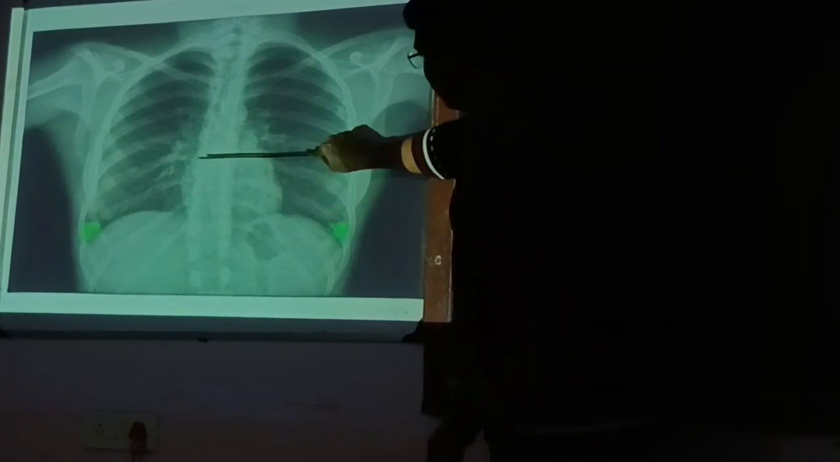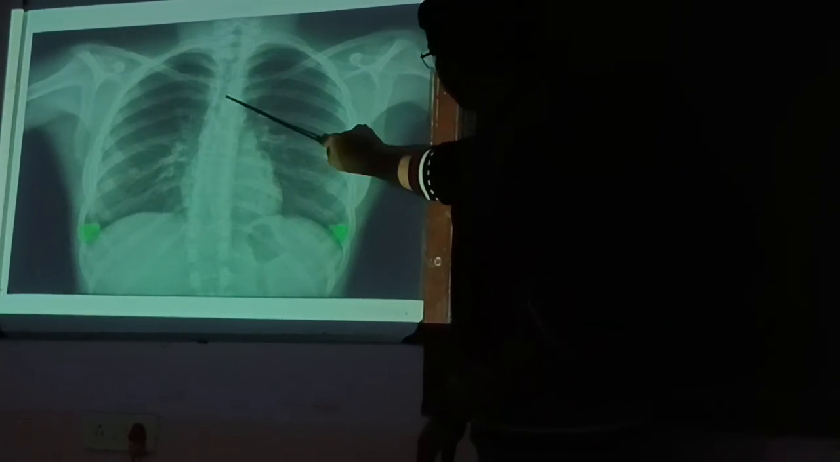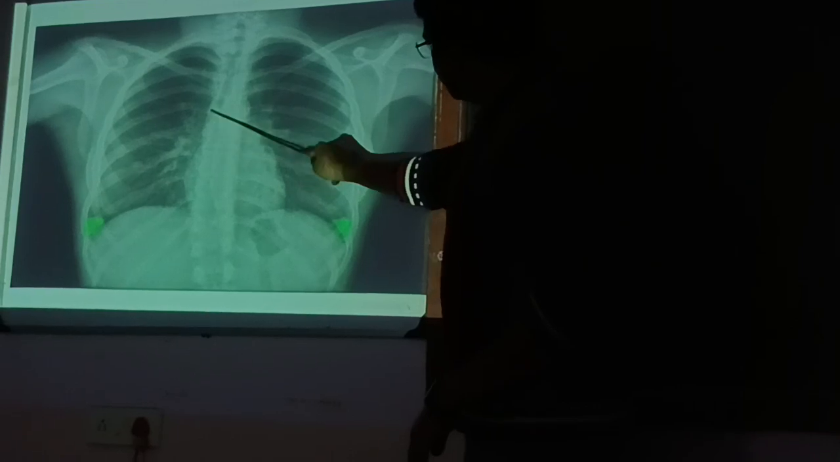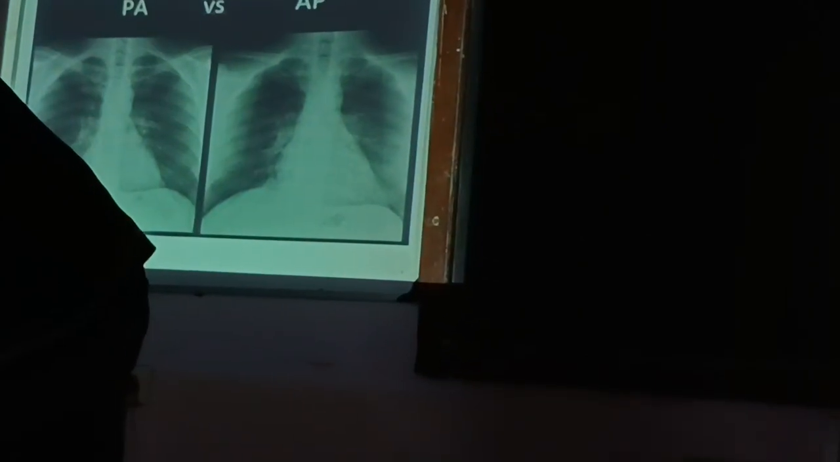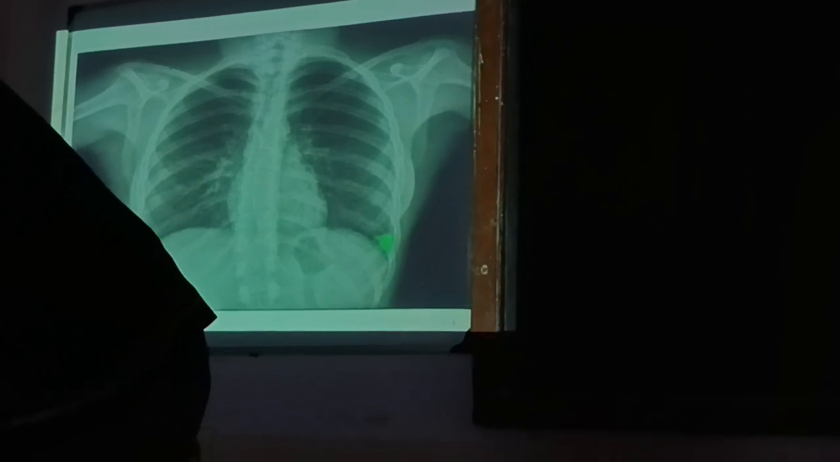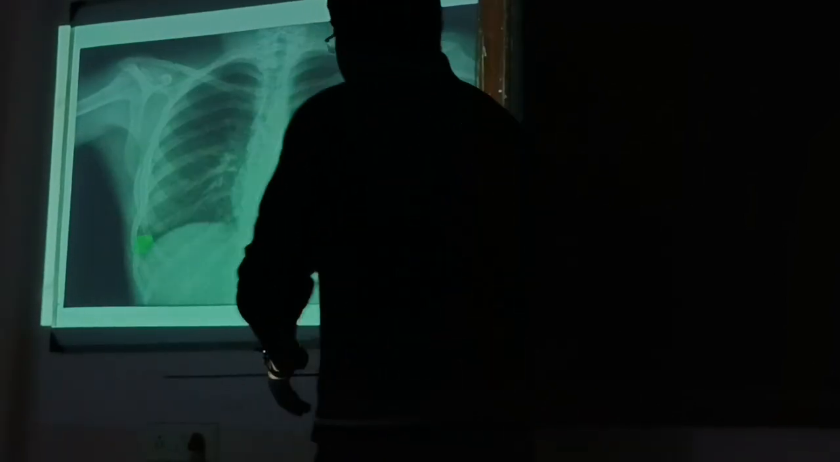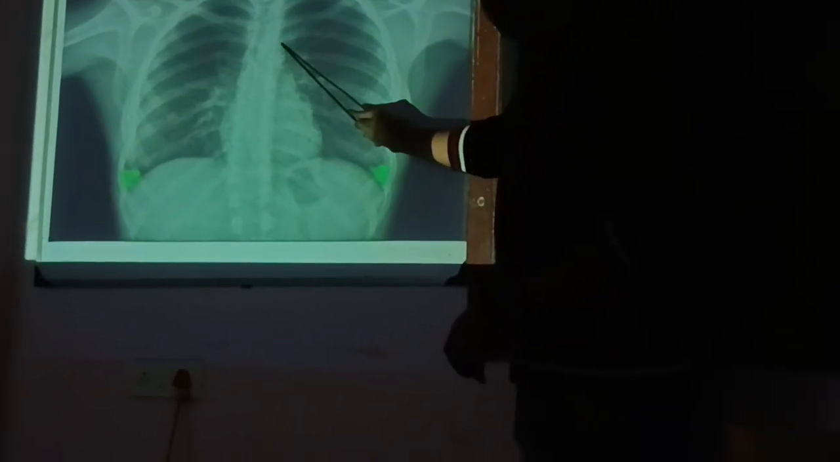And here you can see an arch. Could you see this curvature over here? This curvature is the arch of aorta.